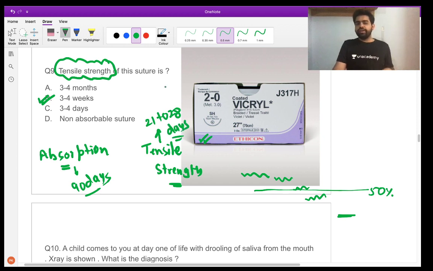Okay, now it varies from place to place. Some places give 2 to 3 weeks, but your Bailey says it is around 3 to 4 weeks, so just keep it as 21 to 28 days.